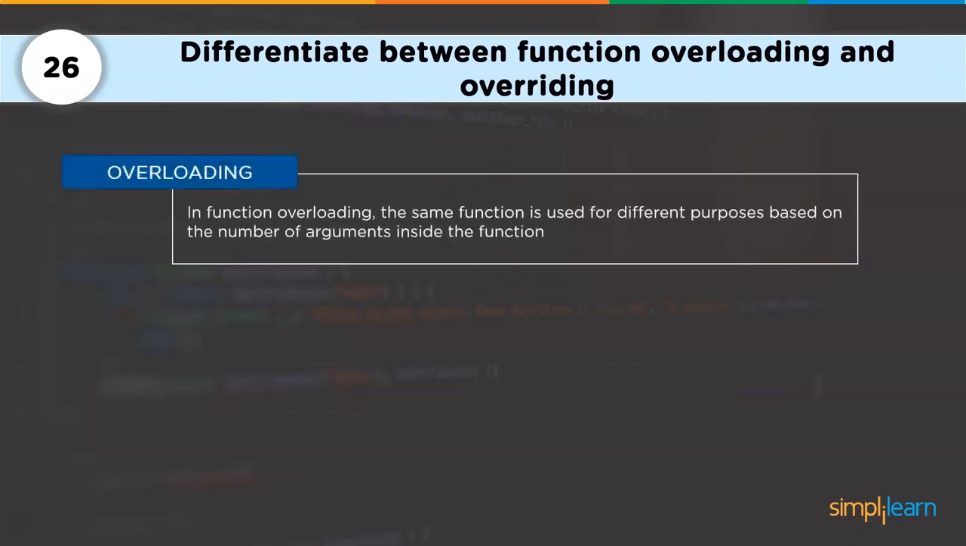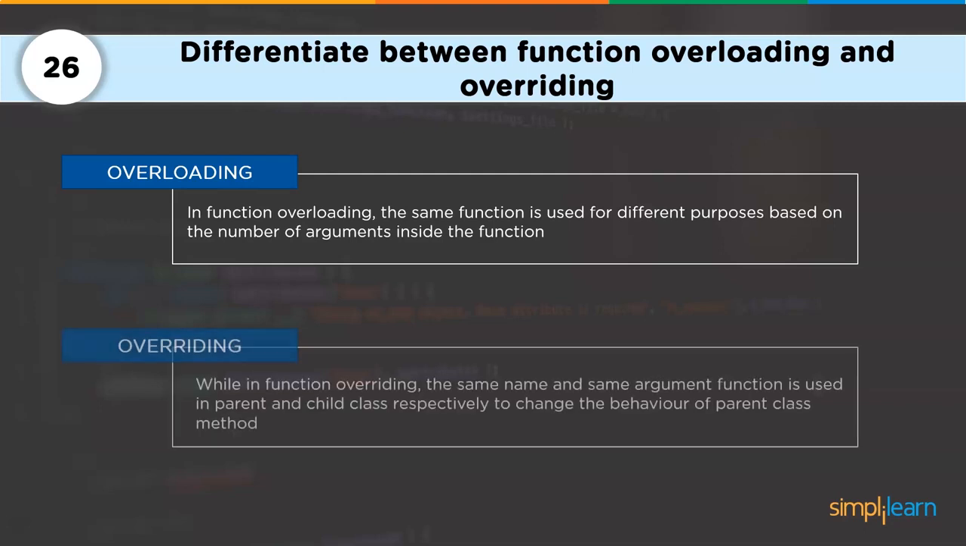Next question, differentiate between function overloading and overriding. Now function overloading, the same function is used for different purposes based on the number of arguments inside the function, while in case of function overriding, the same name and same argument function is used in parent and child class respectively to change the behavior of parent class method. Now let me show you and demonstrate the difference with an example.